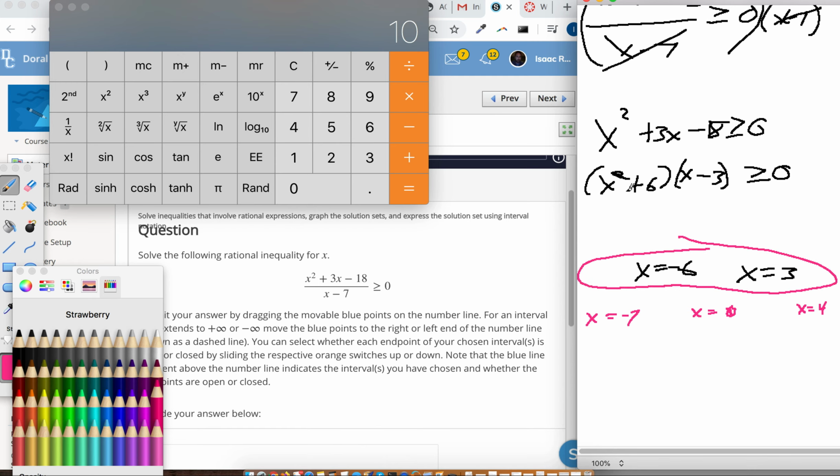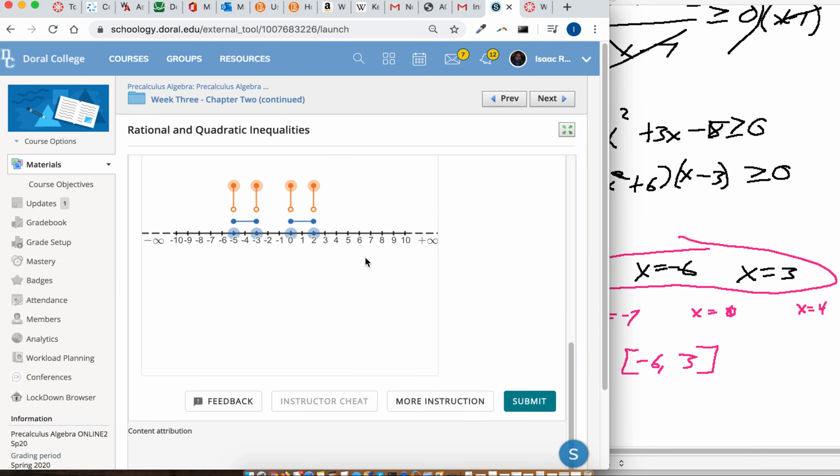Okay, so solve it like you would a quadratic, but then check to the left, in between, and to the right. And when you do that, we just checked and we saw brackets. Between negative 6 and 3 is where it's positive, where it's greater than 0.